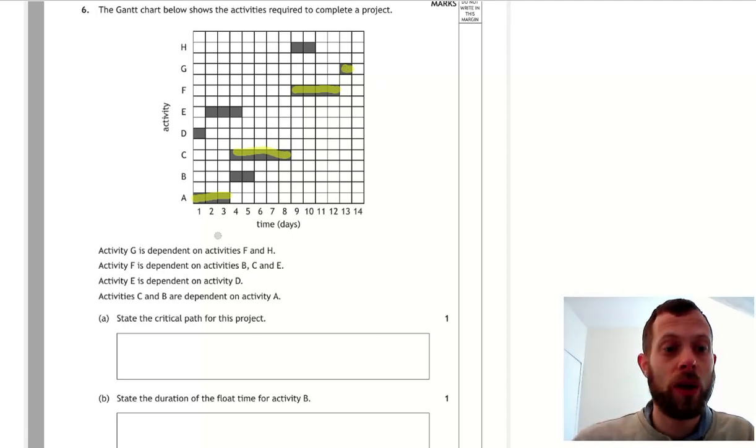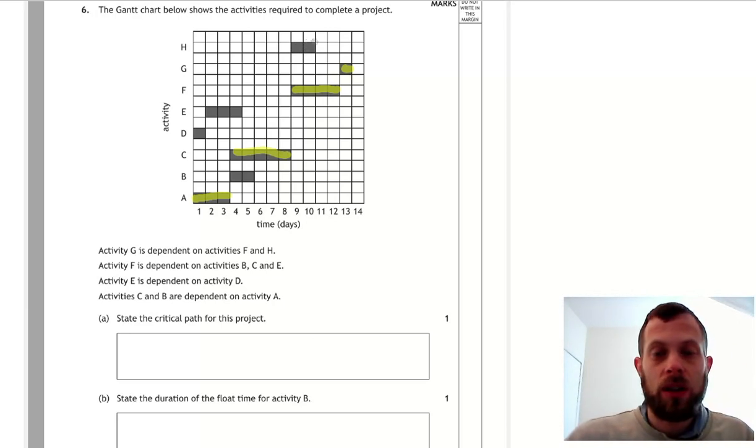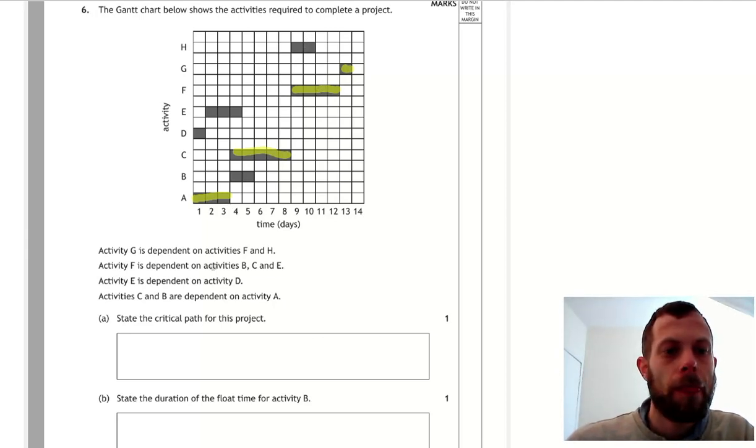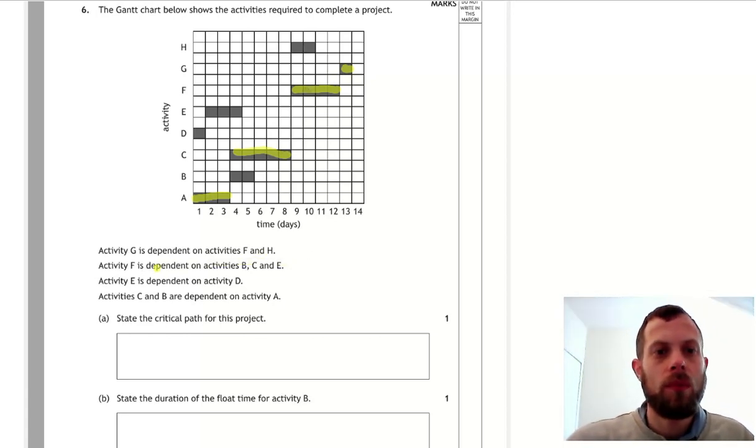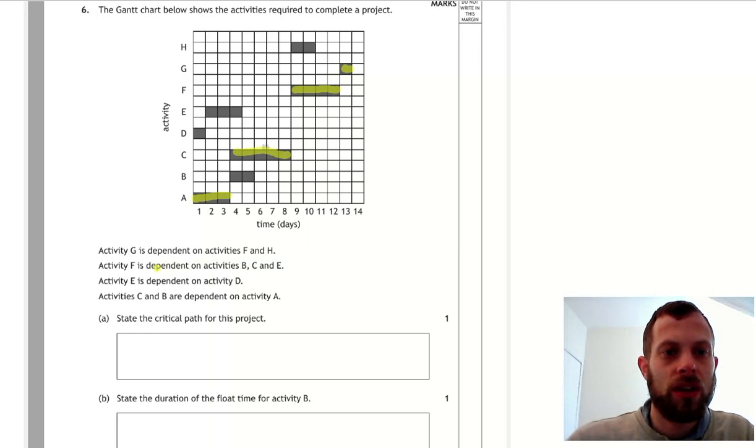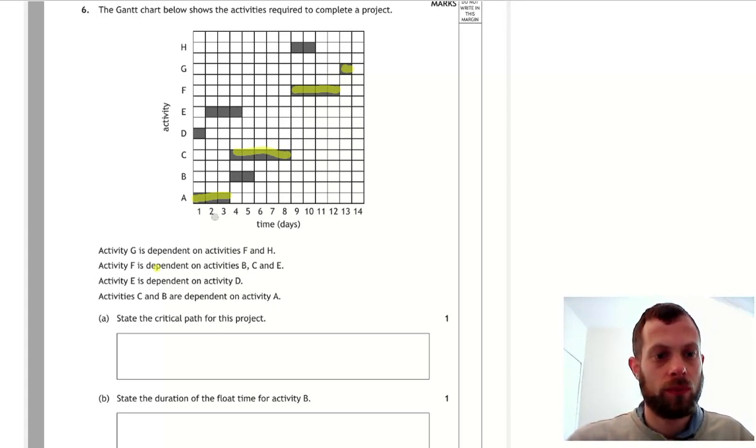Now I'm going to read through the question carefully and confirm this. Activity G is dependent on activities F and H. So G is here, F is here, H is here. H can be delayed because G cannot start until F is finished. So H is not a critical task. F is dependent on B, C and E. C finishes at 8 days and E and B finish earlier. So again, B and E are not critical tasks.